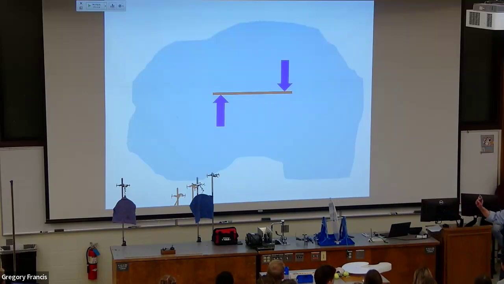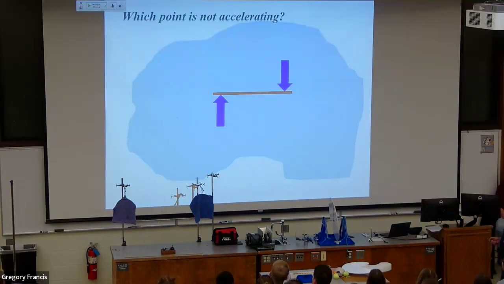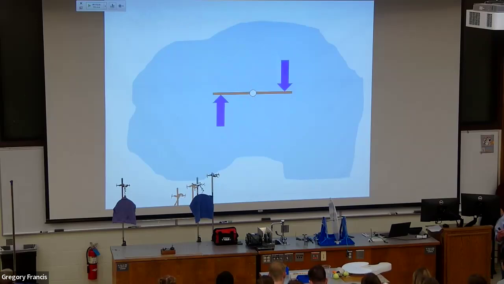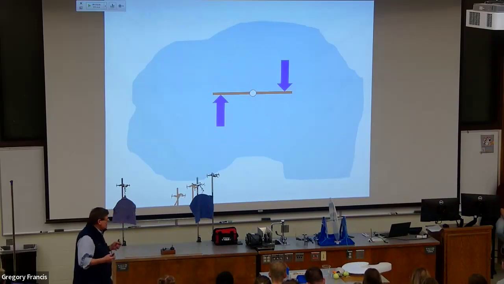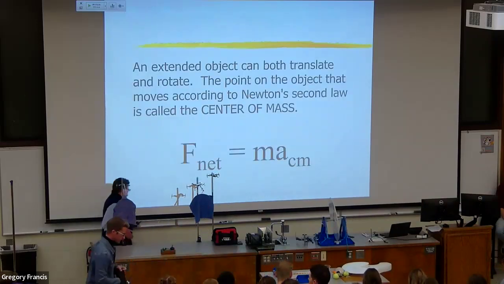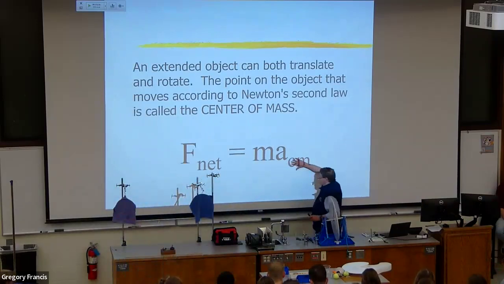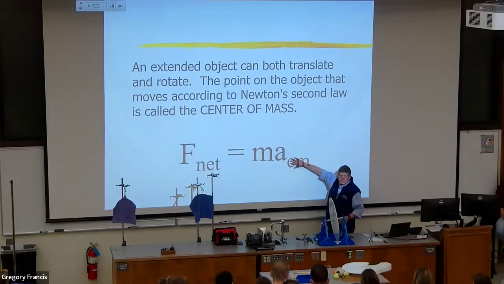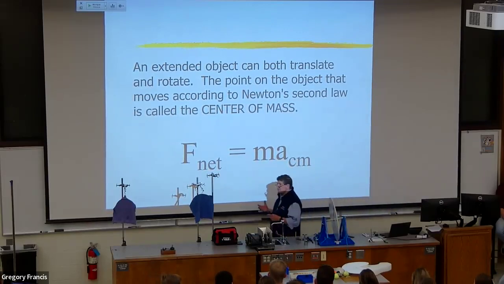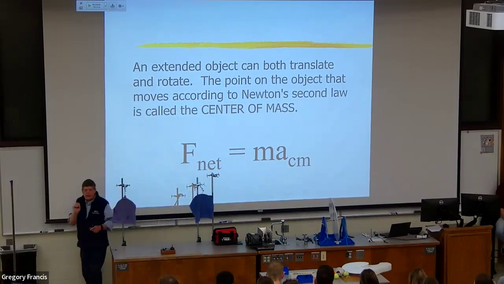Now, I'll have you note, there is one point on this meter stick that obeys Newton's second law. Which point is not accelerating? Center. Yeah, the center. As that thing rotates, the center, we call it the center of mass, does not accelerate. It obeys Newton's second law. And indeed, that's the piece that you weren't ready for. I taught you this, okay? F net equals ma. But the truth is that F net is equal to the mass times the acceleration of a special point we call the center of mass.